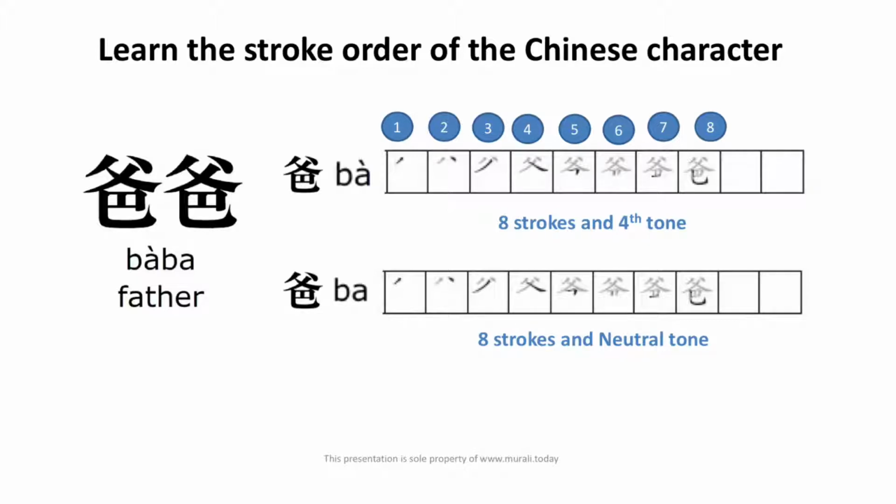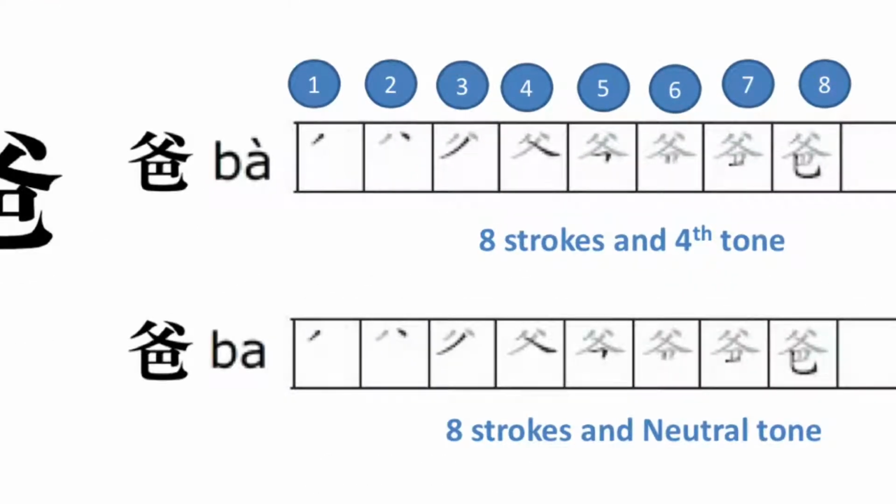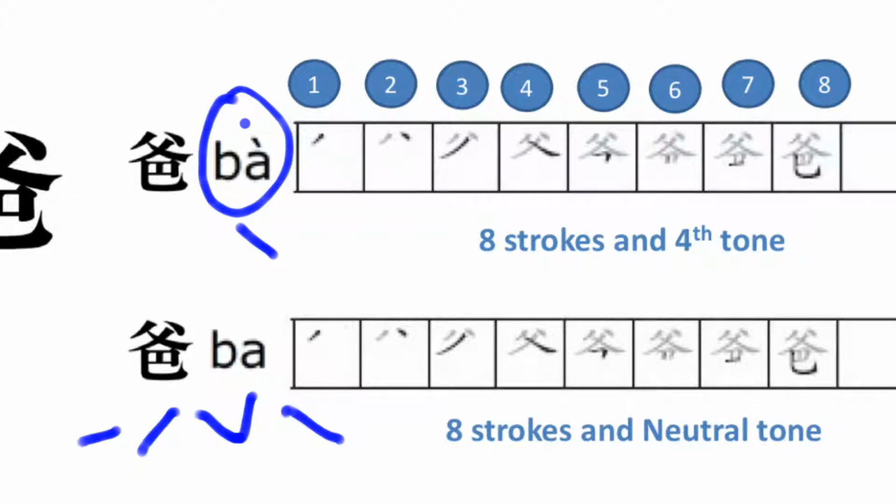First of all, let us learn about the stroke order, how to write the word Baba. If you see the strokes here, there are 8 strokes, and the 4th tone, you can see this is a 4th tone. As I explained before, there are 4 different kinds of tones, right? One is flat tone, rising tone, falling and rising tone, and falling tone. So right now it is a falling tone, but here it is a neutral tone, you can see that. So the first one is ba, the other one is ba, Baba.